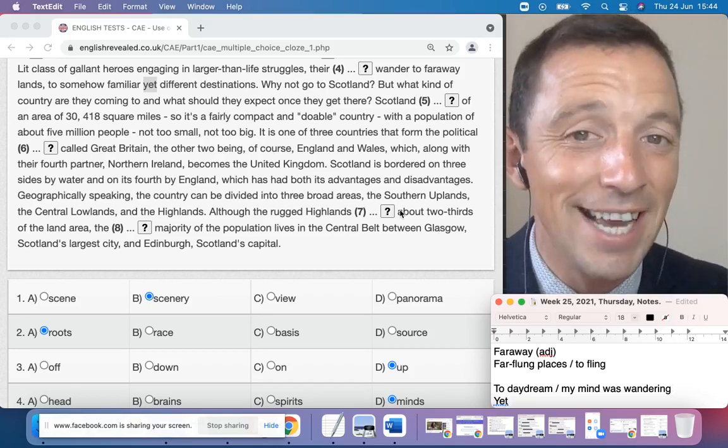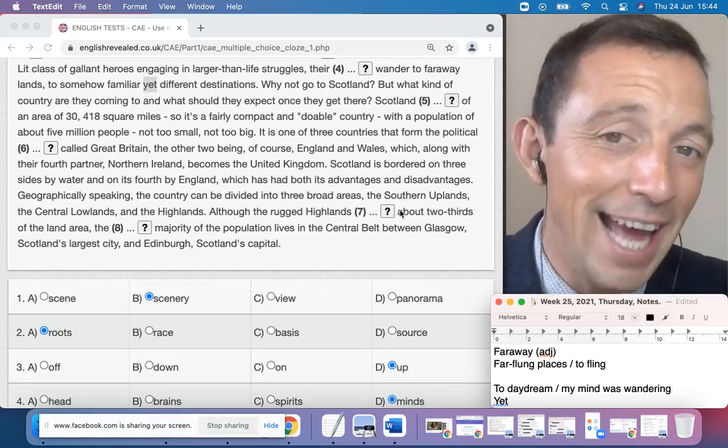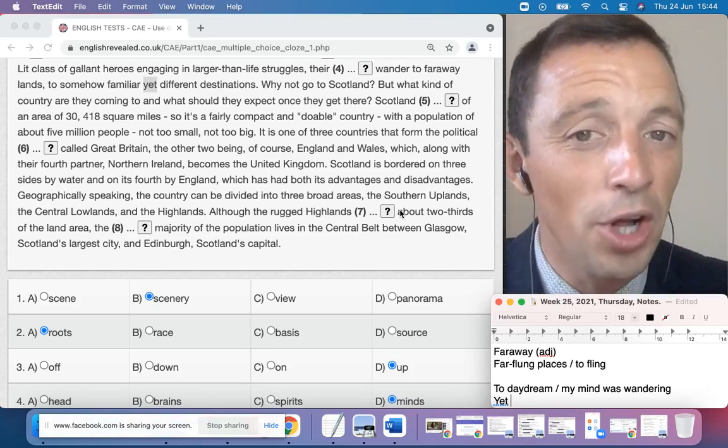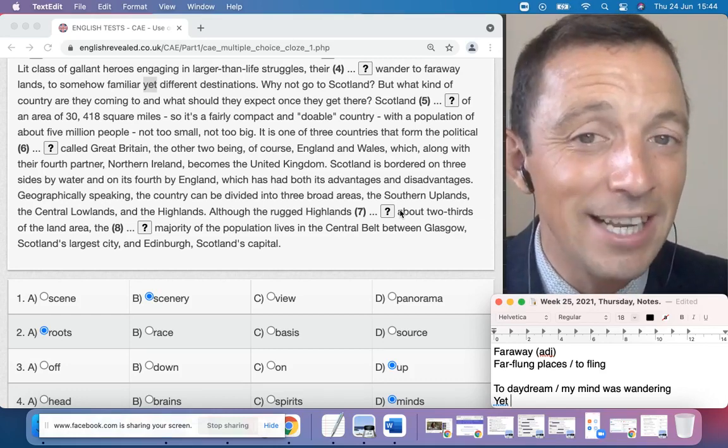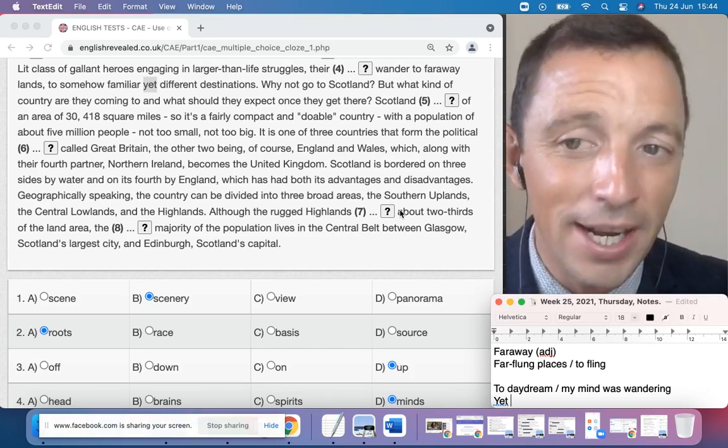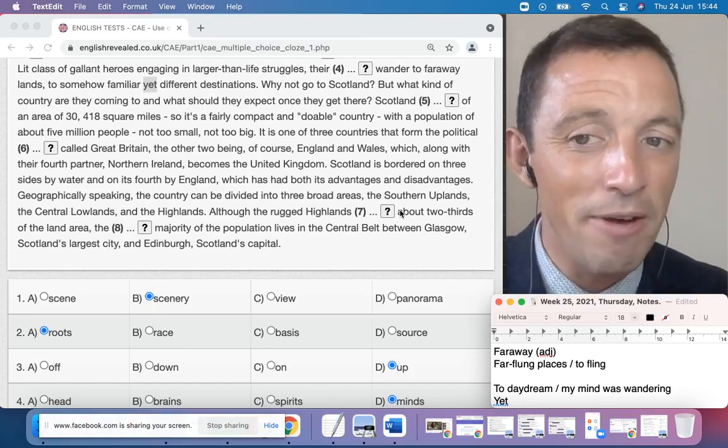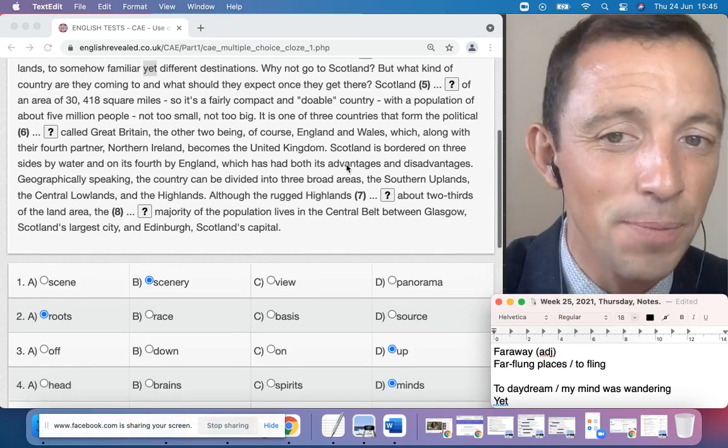So yet, as I said, is typical todavía at the end of a sentence in the negative, but also in the middle or at the beginning, the significance is however. And here the significance is however. Okay, so the next question.